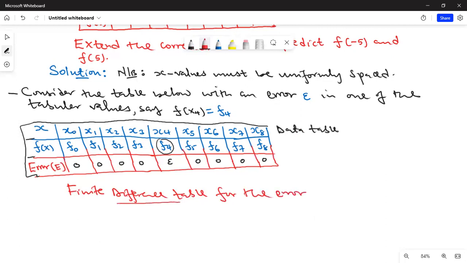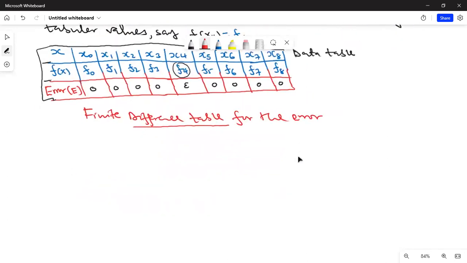Let's see how the table will look in this case. So I'll have here x and the error. Then the horizontal line, the vertical line. That should be a vertical line.